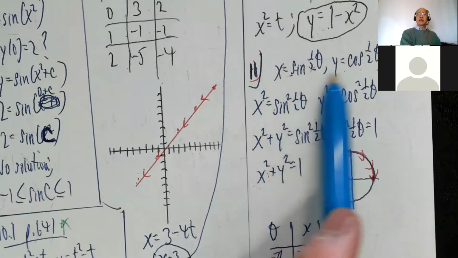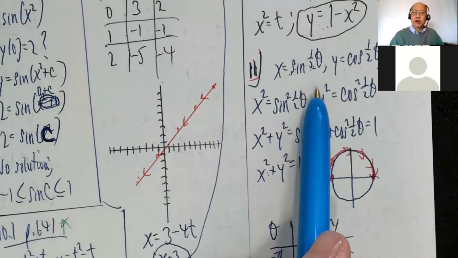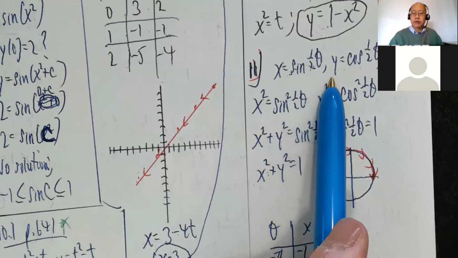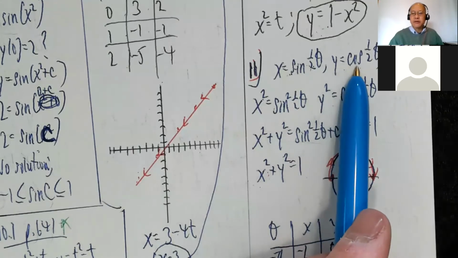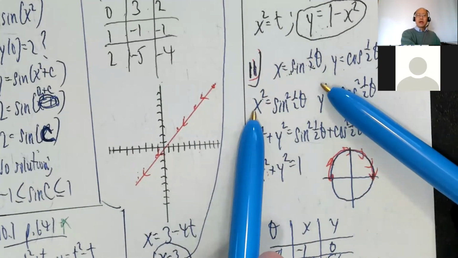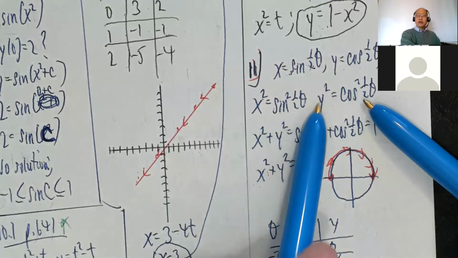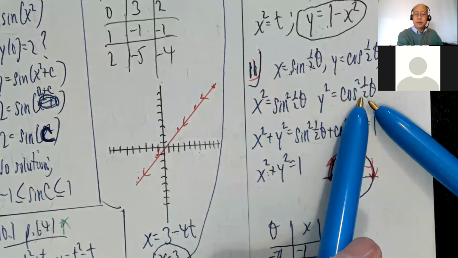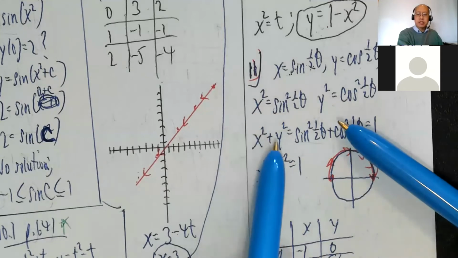All right, how do I eliminate the parameter here? I got sines and cosines. I want to take advantage of the fact that sine squared of some angle plus cosine squared of any angle is always equal to 1. So I have sine half theta, cosine half theta. What you do is you square both sides. X squared is sine squared half theta. Y squared equals cosine squared half theta. Then you add them up: x squared plus y squared.